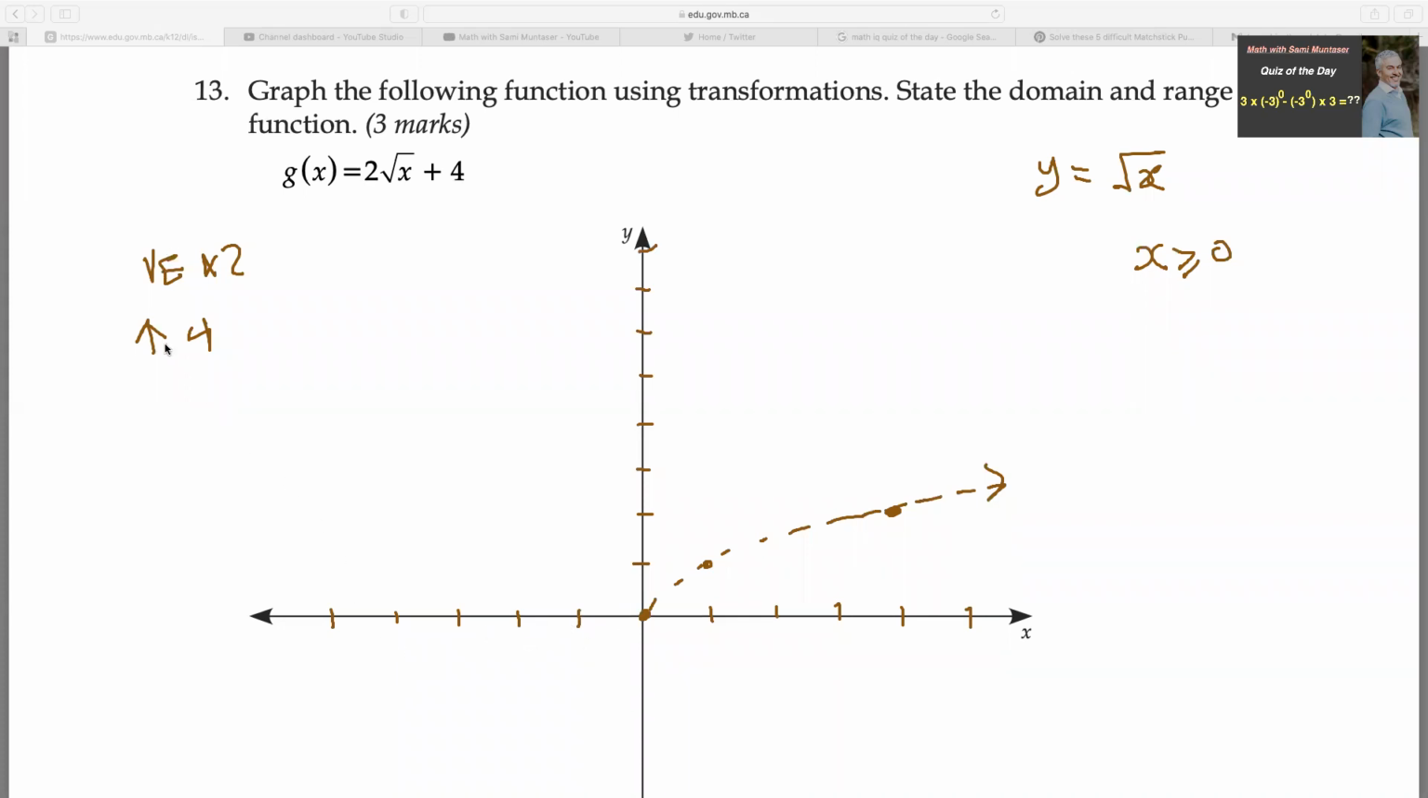Now, vertical expansion by 2 and then 4 up. With 0 and 0, you multiply the y by 2, it doesn't do anything, and then you move 1, 2, 3, 4 up, so it stays right there. Now this here, you multiply the y value by 2, so 1 and 1 becomes 1 and 2, and then you move up 4, 1, 2, 3, 4, so it goes right there. And then this one, 4 and 2, when you multiply the y value by 2, it becomes 4 and 4, which is right there. And then it moves 1, 2, 3, 4 up, and it goes right there too. And then this is how my graph will look.